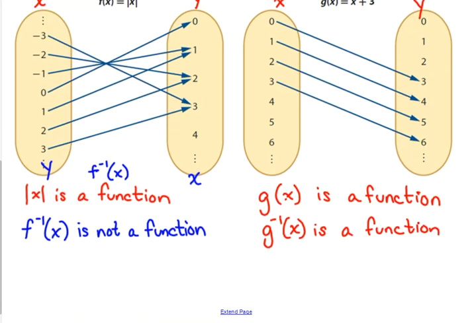If a function and its inverse are both functions, we call that 1 to 1. It kind of makes sense. Every x has only one y. Every y has only one x. So that's just some terminology that we need to be familiar with.